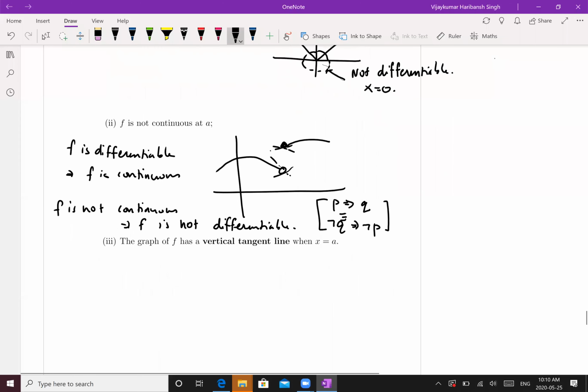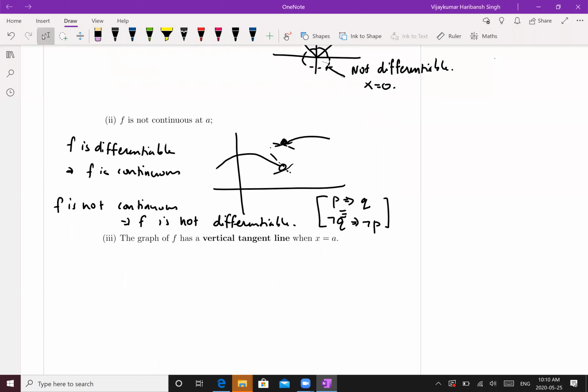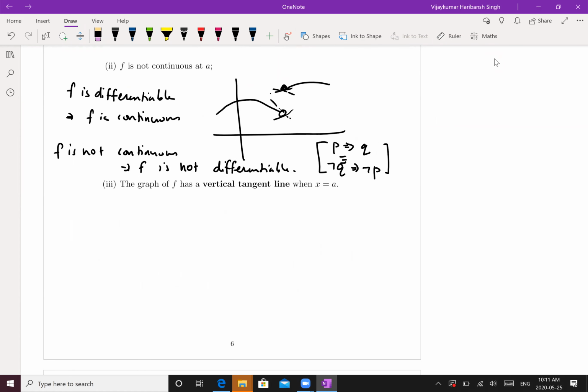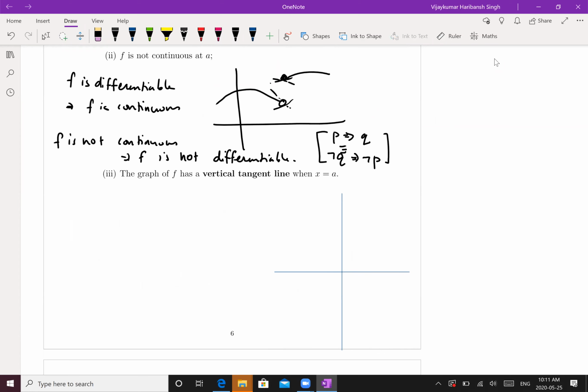Now the third problem that could arise is your function has a vertical tangent line. So what do I mean by that? Let's look at the following example again. Let's look at the function f of x equals x to the power 1 over 3, or cube root of x.